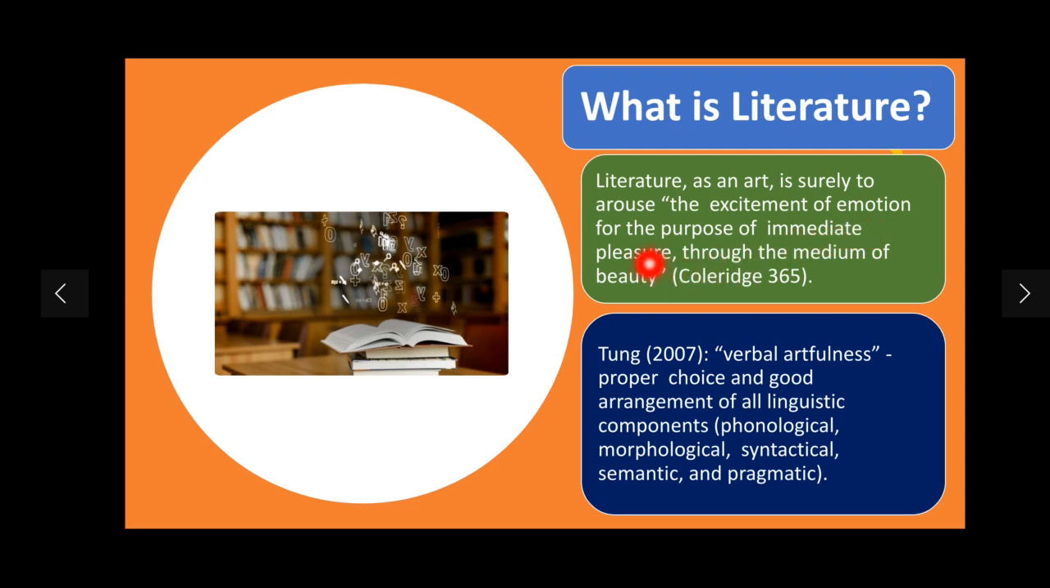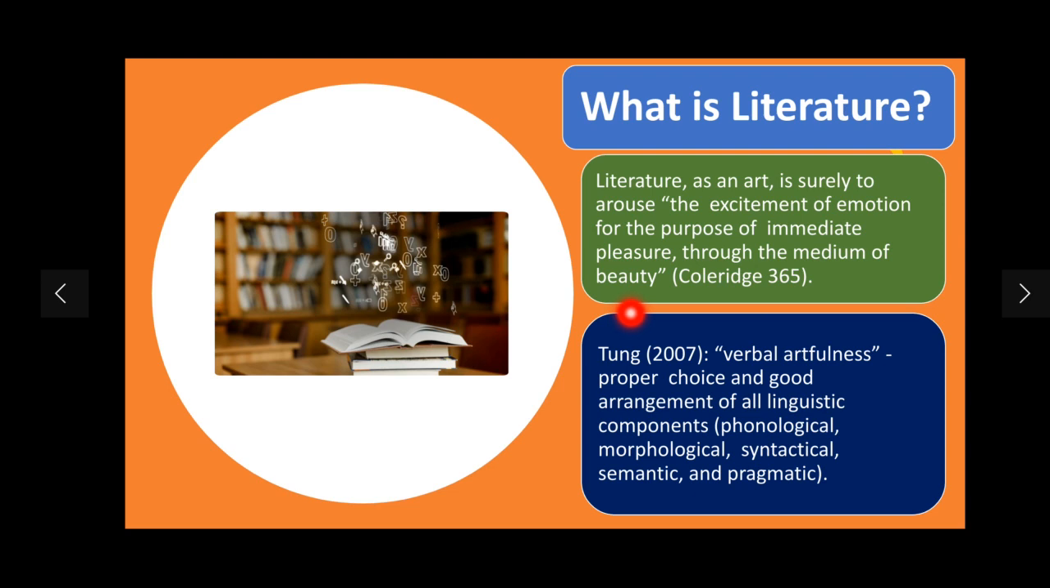In part 3, he tells us the purpose of literature. So what is the purpose? The purpose of literature is to provide us immediate pleasure. When we read a novel, when we read a poem, it provides us immediate pleasure. And in part 4, he tells us what kind of medium literature should use. So he says through the medium of beauty.